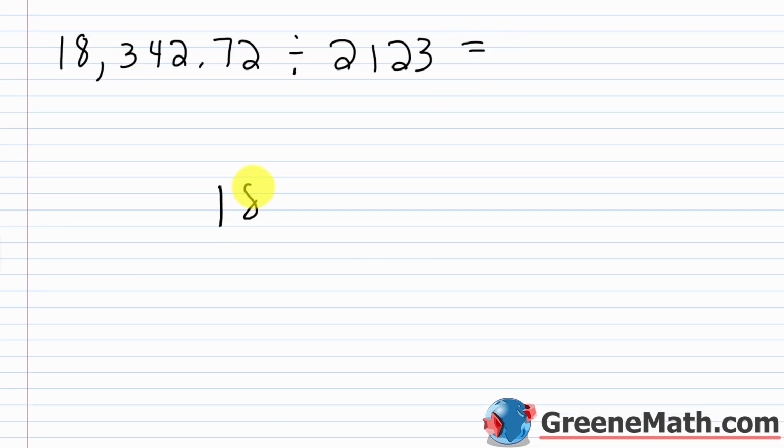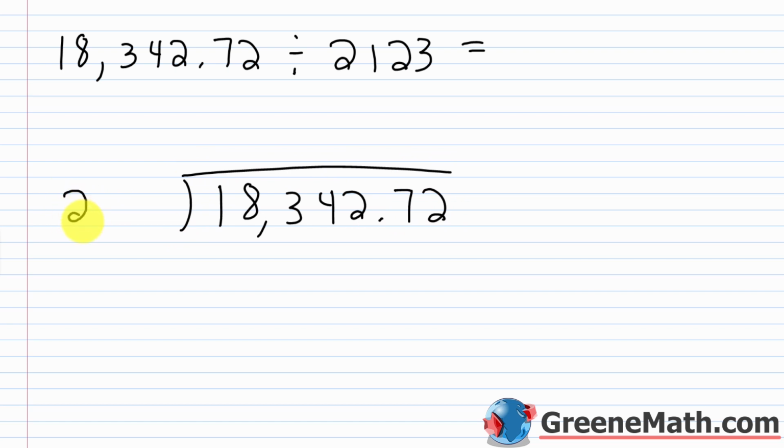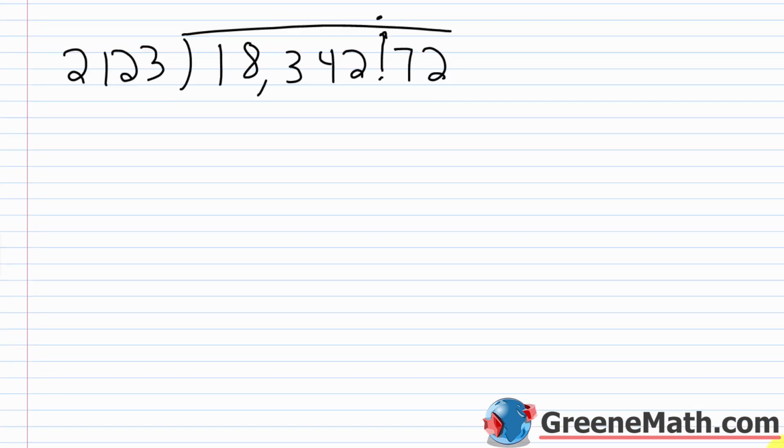I have 18,342.72. Again, I'm dividing this by 2,123. And when you work with really big numbers like this, it can be very, very tedious. And I doubt you get something like this on a test. If you did, it would probably be like your final question or something like that. I just like to do some examples that are a little bit challenging so that you get experience working with something that's very tedious. So 2,123, it's not going to go into 1.